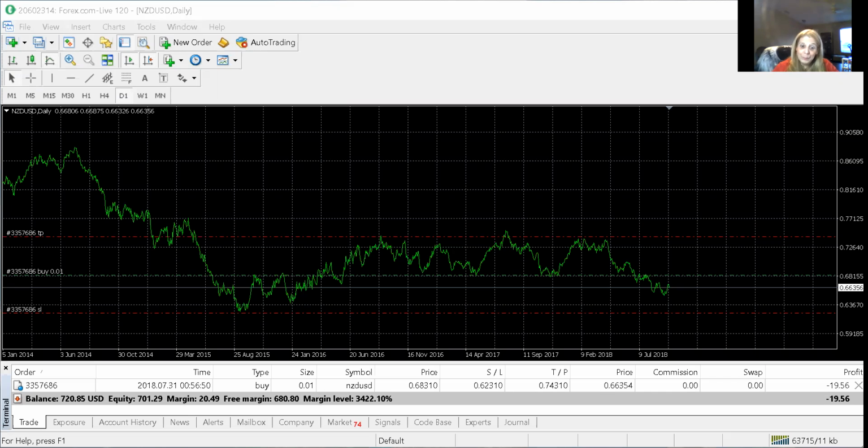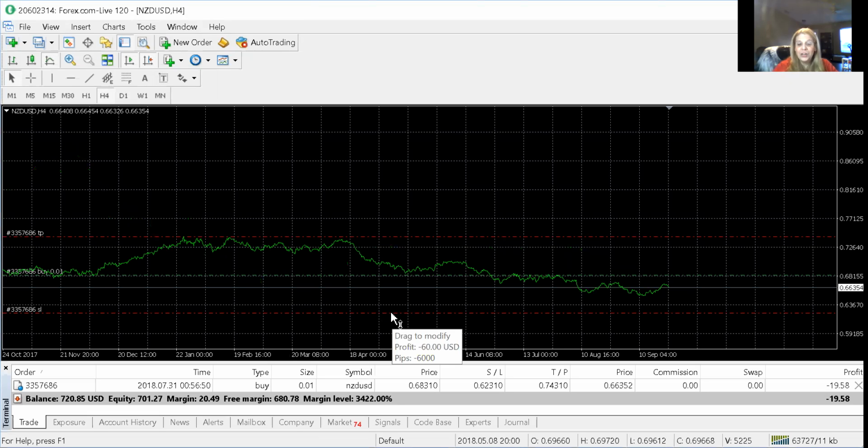I opened this trade as a buy, and the price was 0.68310. My stop loss, going down to an hour time chart to let you see the full picture, is a negative 6,000 pips or $60, because it's a 0.01 lot size. And my stop loss is 0.62310. And my take profit is also 6,000 pips or $60 profit, putting it at 0.74310. The current price on this is actually 0.66353, and it's fluctuating.